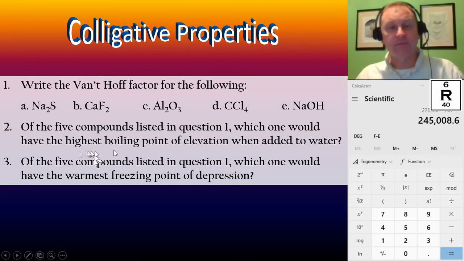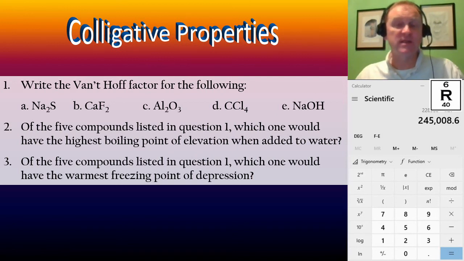Number 2, of the 5 compounds listed in question 1, which would have the highest boiling point elevation when added to water? So using the same quantities of all of these, which one would have the highest boiling point? And make sure you understand why.